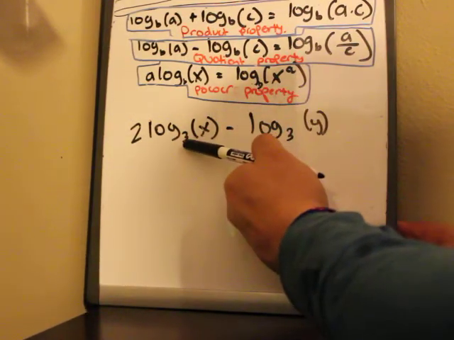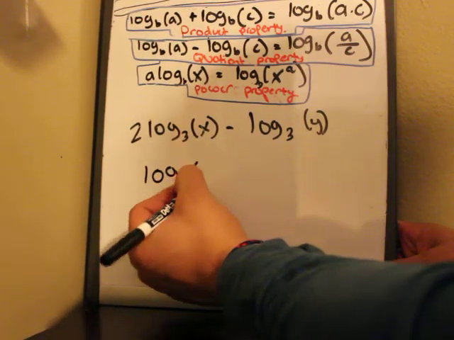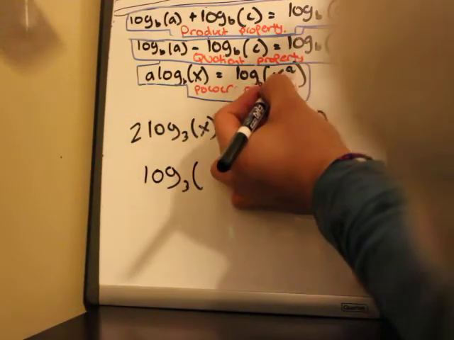Well, we know what our base is. We said that was 3. So this can be rewritten as log base 3. We know that our x value is x. So this is x.